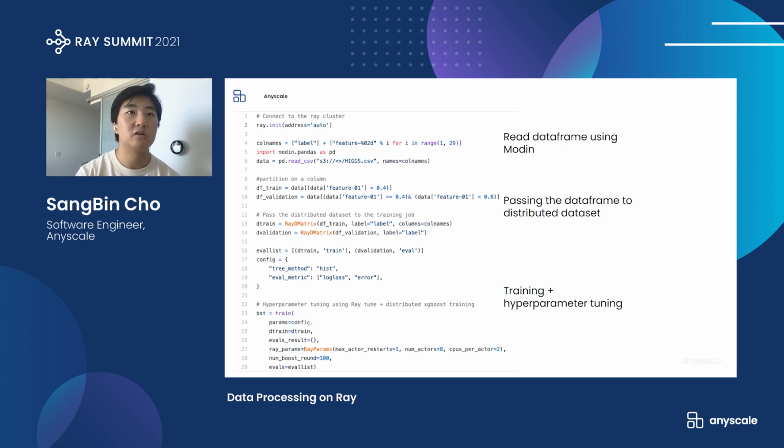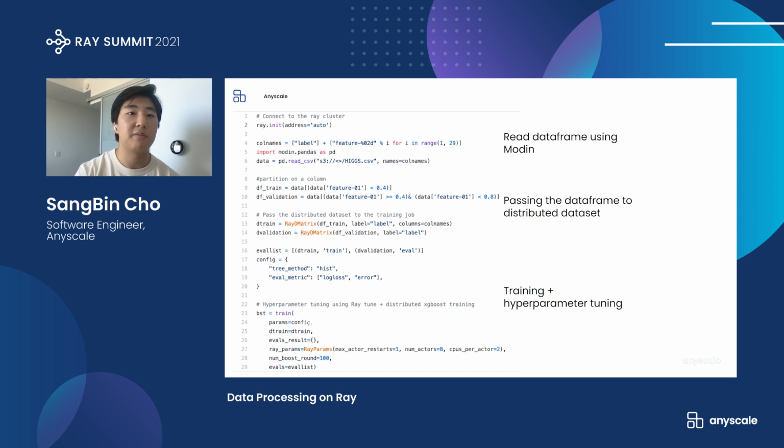So at first, you connect to the Ray cluster using ray.init, and you get the column names and import Modin. Modin supports exactly the same API as regular Pandas. So if you just use the Pandas API, you can think Modin is going to be in charge of the partitioning and the distributed data processing. In this case, you're reading the CSV file using the Modin library. And then you partition this data for training and validation. Of course, you can have a testing data set.